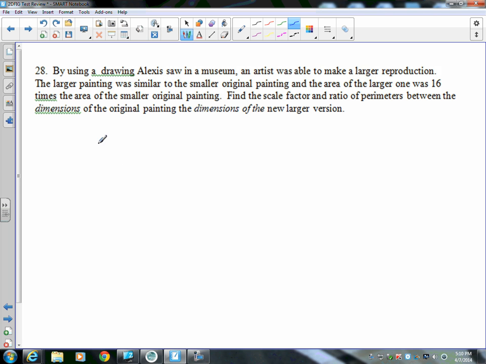So just with that, I already know I can come up with a ratio of our areas, and it's going to be 16 times bigger, so it's going to be a 1 to 16 ratio of our areas. We want to find the scale factor and the ratio of perimeters between the dimensions. To do that, we're going to work backwards from what we did before. To go from ratio of areas down to the ratio of the perimeters this time, we have to take the square root.